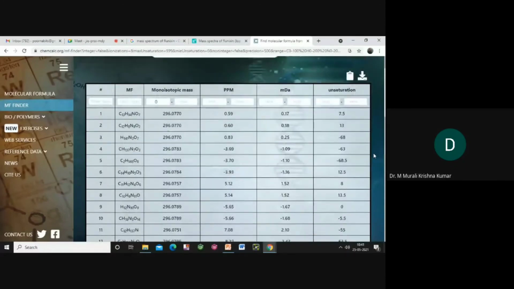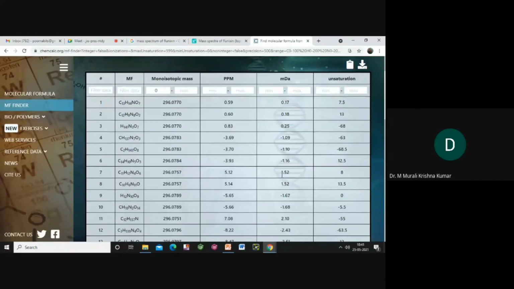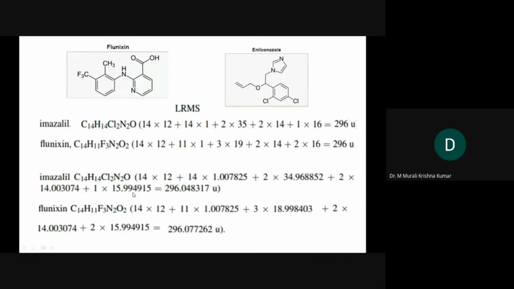Here you can see the errors. The formula with the least error is coming on top. Most probably the top 1 or 2 can be considered a reasonable molecular formula. So this is the way you can use software to decipher the molecular formula from the data provided by high resolution mass spectral information.